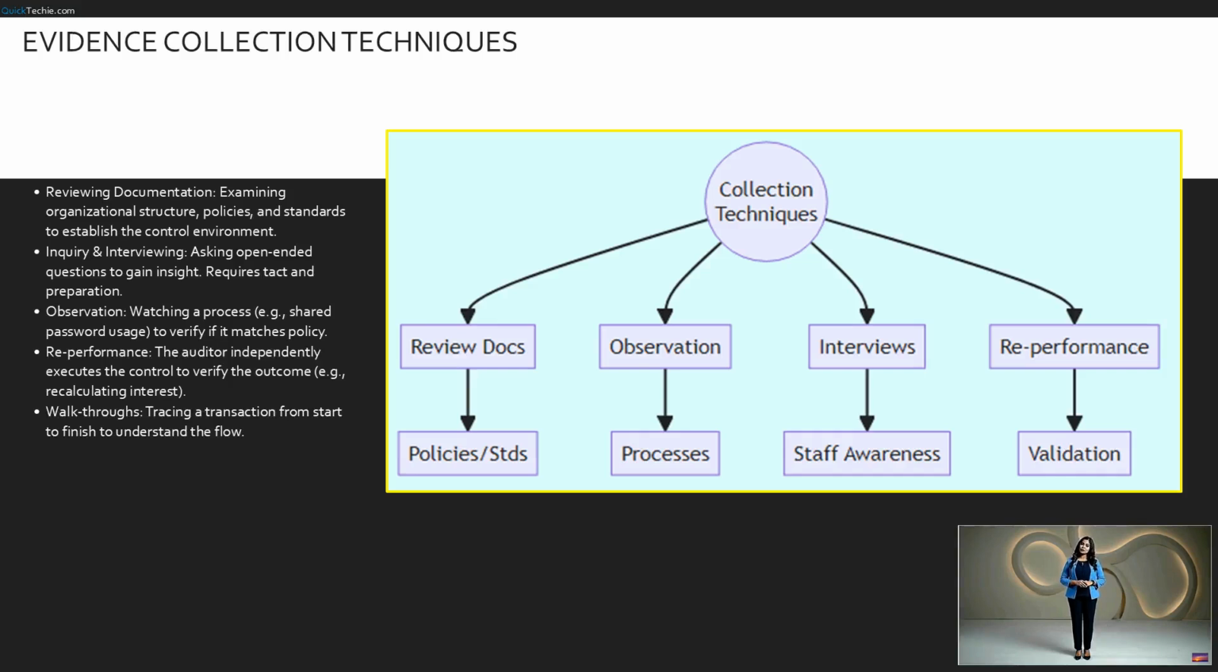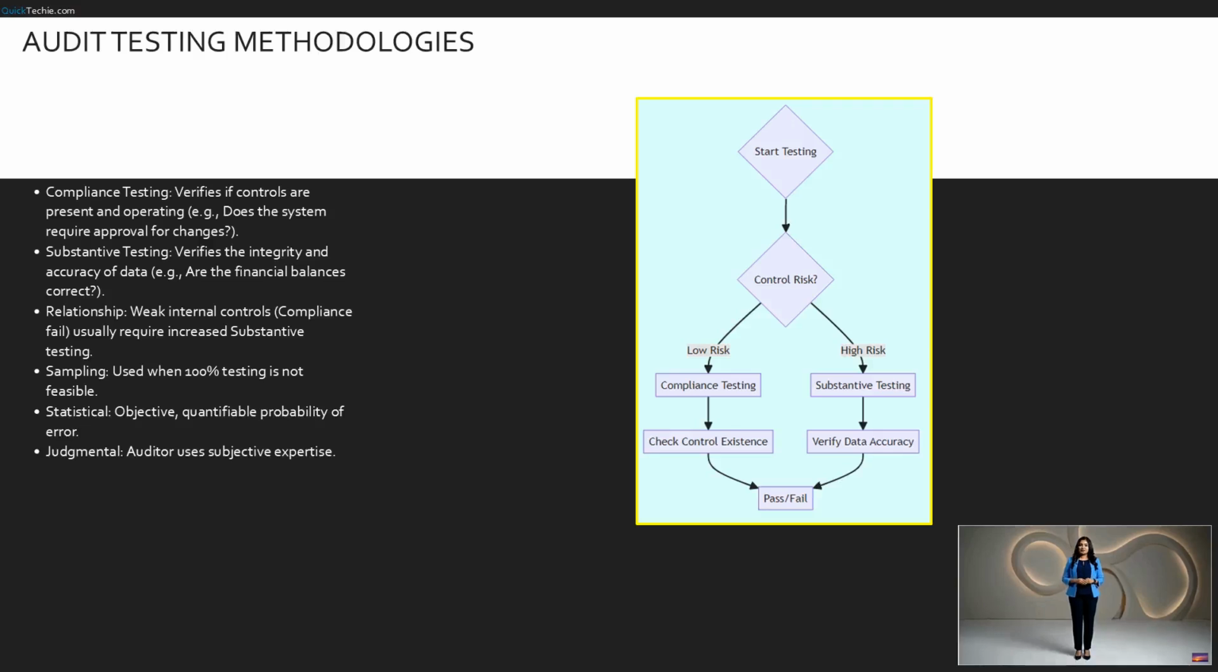Observation focuses on actual processes. Interviews help us gauge staff awareness. And reperformance is our path to validation. Each technique gives us a different piece of the puzzle, and often we must combine them to get the full picture. Once we have evidence, we test it.